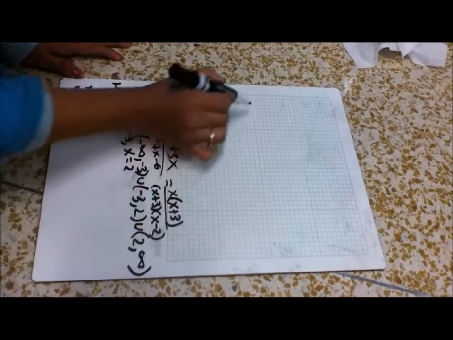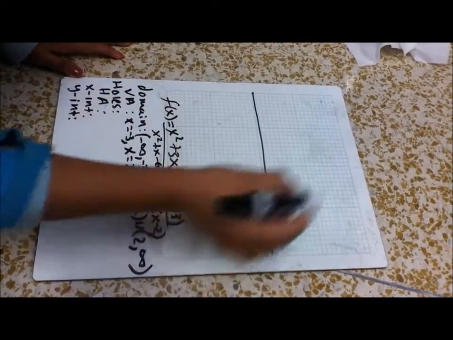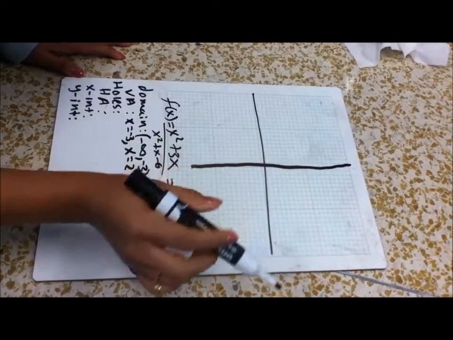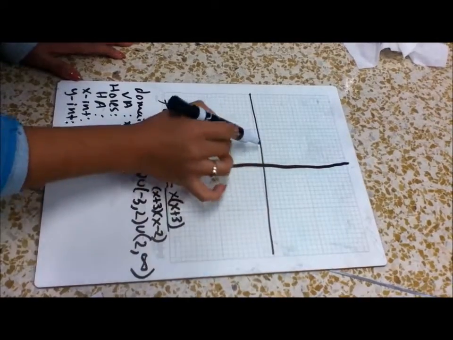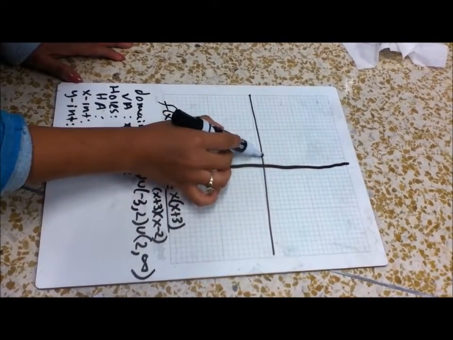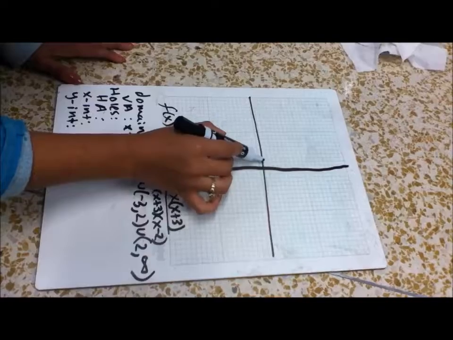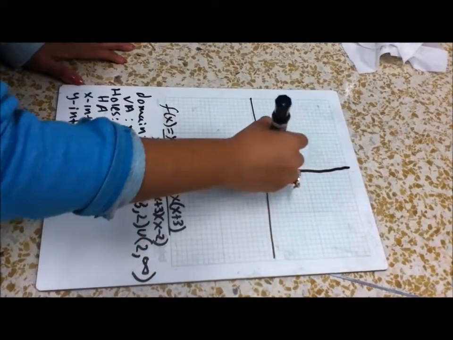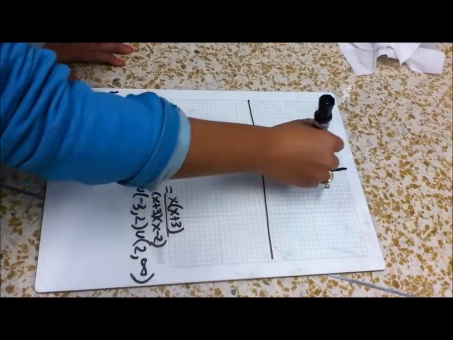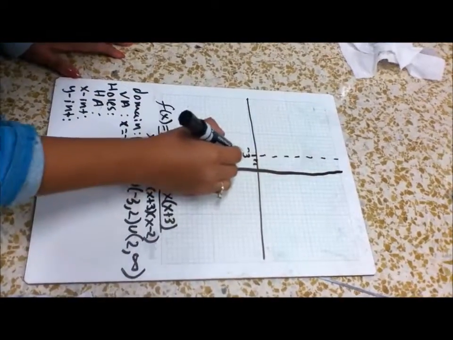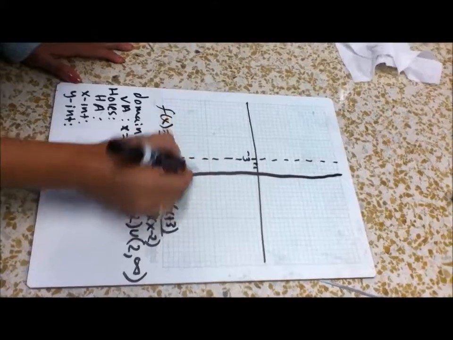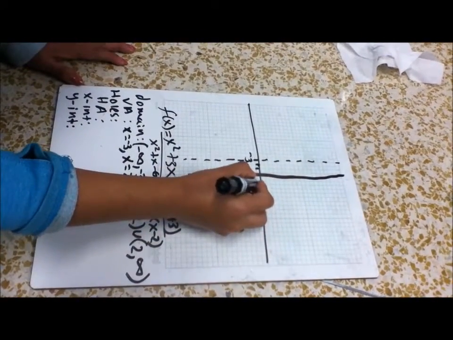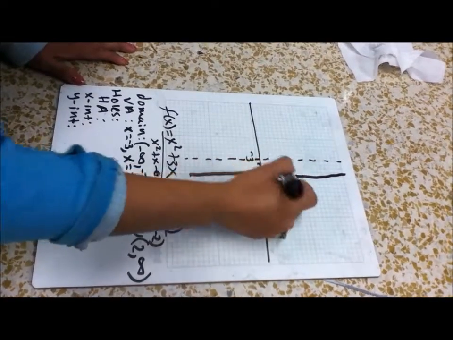Now that we have all of this, we can start graphing. For the vertical asymptote, since it's at negative 3, we can start at negative 3. That's our vertical asymptote. And the other one is going to be at 2.